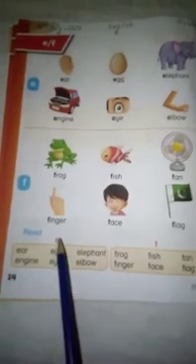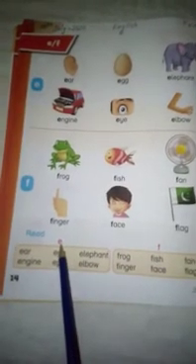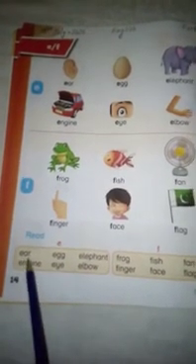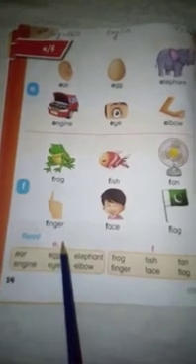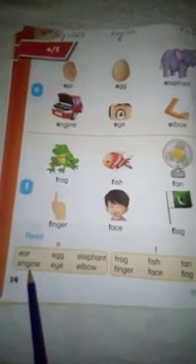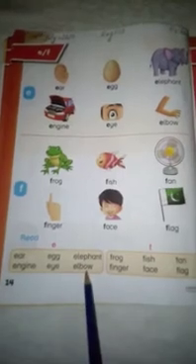Read it again with the sound. E ear, E egg, E elephant, E engine, E eye, E elbow. F frog, F fish, F fan, F finger, F face, F flag.